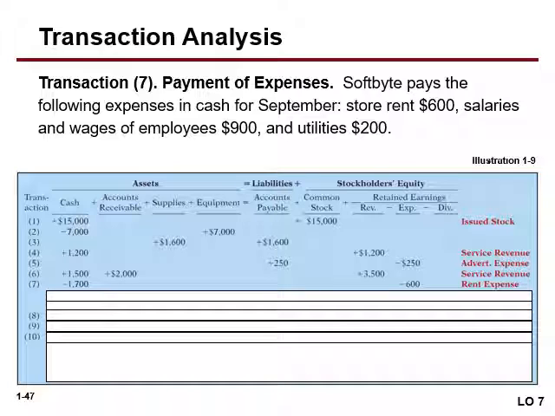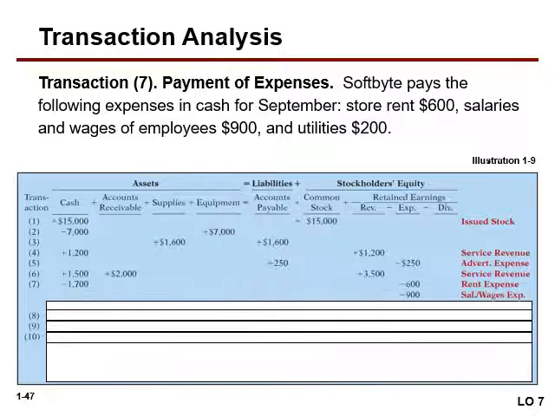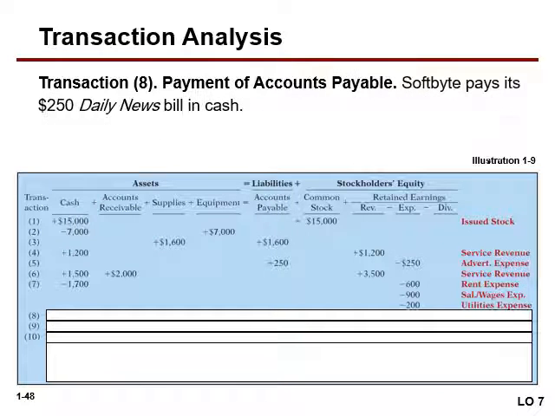The expenses, as we mentioned before, all decrease stockholders' equity, and all these expenses were paid by cash. In this transaction, 1,700 decrease cash and 1,700 decrease stockholders' equity under expenses. All expenses decrease stockholders' equity.